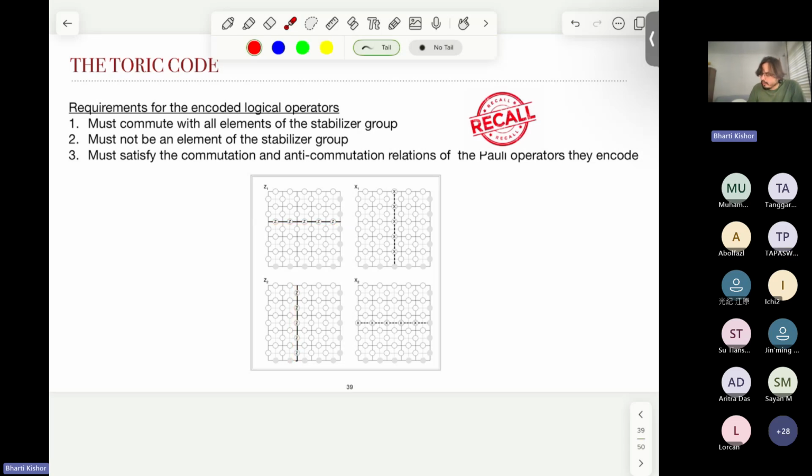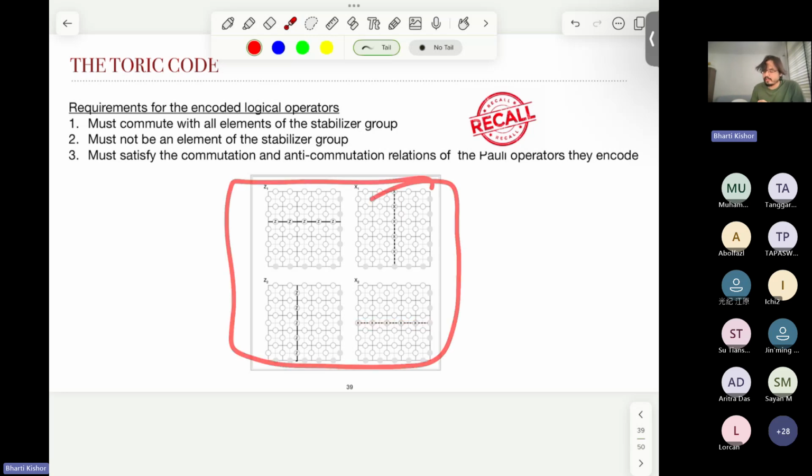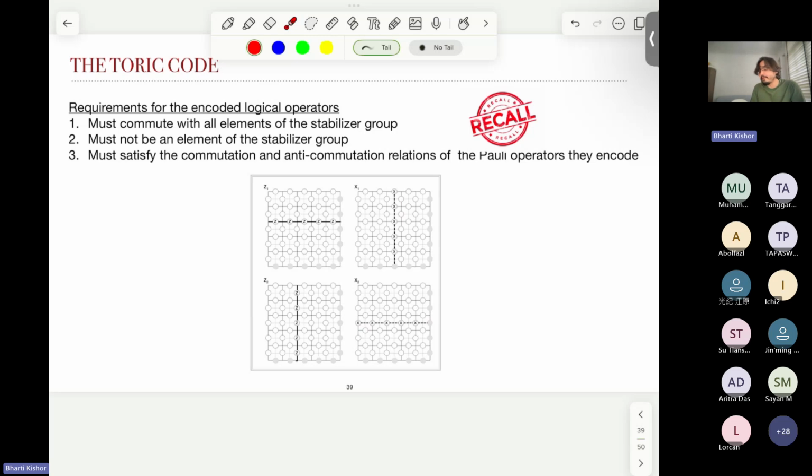The logical X operator on the first qubit has to anti-commute with your Z, so it should intersect it one time. You can take it like this also. The only thing that matters is that it corresponds to a non-trivial loop. Similarly, the logical X operator on the second qubit is like this. So this is how you construct your logical Z and logical X. Actually, from a homology perspective, you can look at the first homology group, and that will tell you what the logical operators look like. By looking at the size of the first homology group, you can study many of these interesting behaviors.